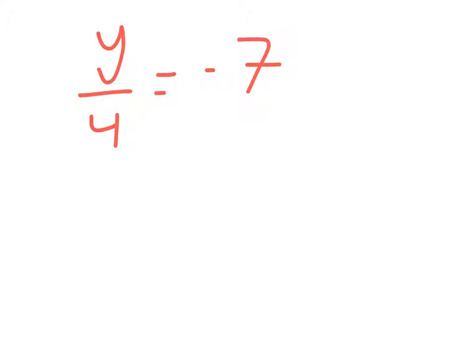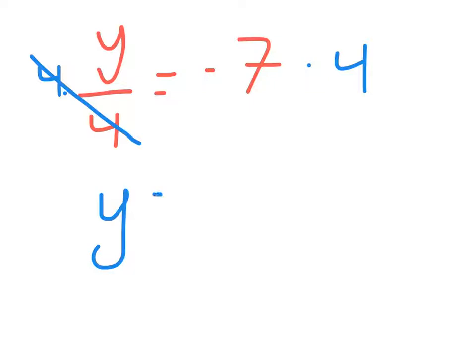Alright, had you done this correctly, you should have seen that it is division in this problem. Your y divided by 4, so the inverse of that is going to be multiplication. So I need to multiply by 4 on both sides. I'm going to multiply this side by 4, and I'm going to multiply this side by 4. On the left side, those 4's cancel out, and I'm left with y.